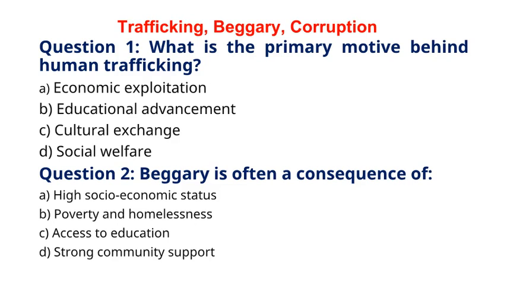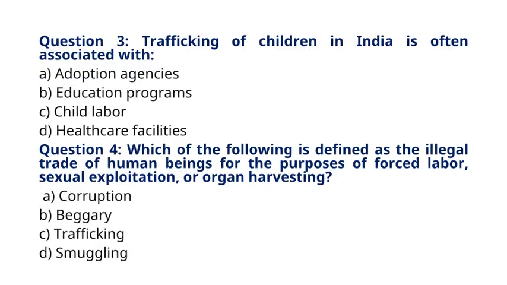of survival. Question 3. Trafficking of children in India is often associated with A. Adoption agencies. B. Education programs. C. Child labor. D. Healthcare facilities. The correct answer to question 3 is option C. Child labor. Explanation. Child trafficking in India is closely linked with child labor where children are forced into exploitative work conditions, depriving them of their basic rights and education.